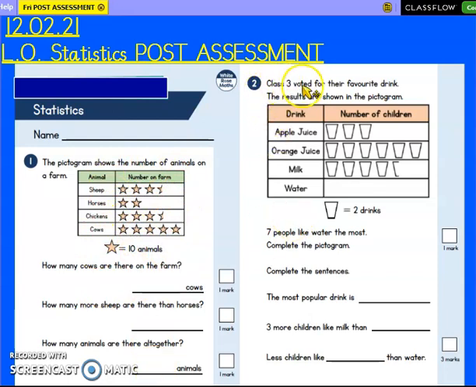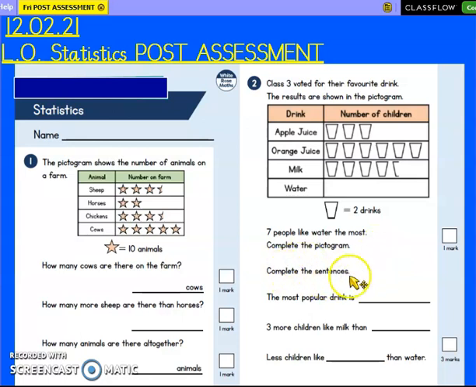Let's move on to number 2. Class 3 voted for their favourite drink. The results are shown in the pictogram. Remember to look at the chart key. Each glass represents 2 drinks. So have a think what half of a cup would represent. Here are the drinks: apple juice, orange juice, milk and water. And this represents the number of children. Here it says 7 people like water the most. Well, here's water and it's not filled in. You need to complete the pictogram using the key to help you record what 7 drinks would be. Pause the video and do it now.